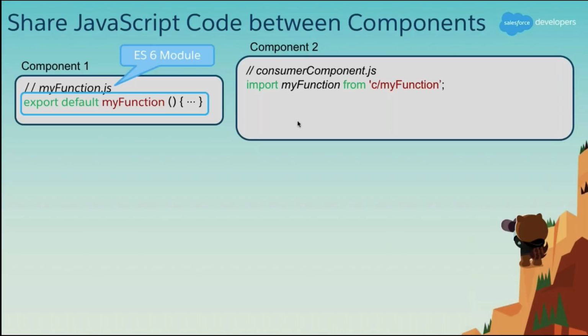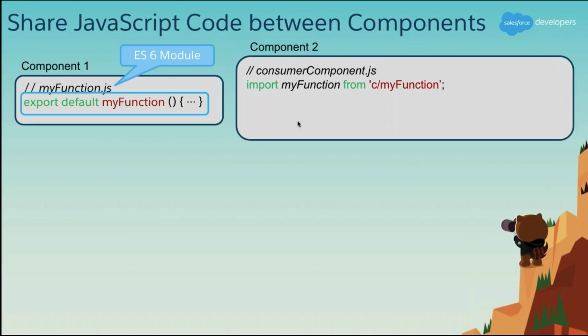The name doesn't need to be the same name in this case. Why? Because when we are exporting myfunction from myfunction.js, we are marking it as the default export. So in this case, you can use any name. You can say import myOwnFunction from c/myfunction.